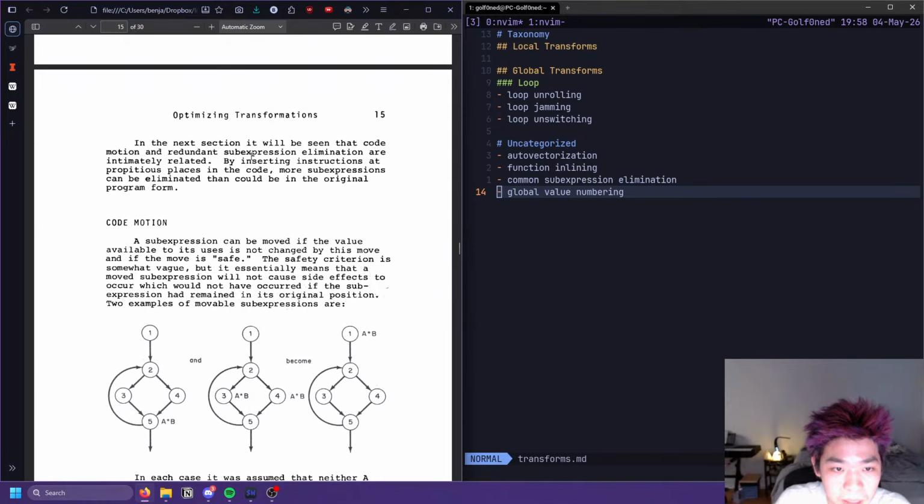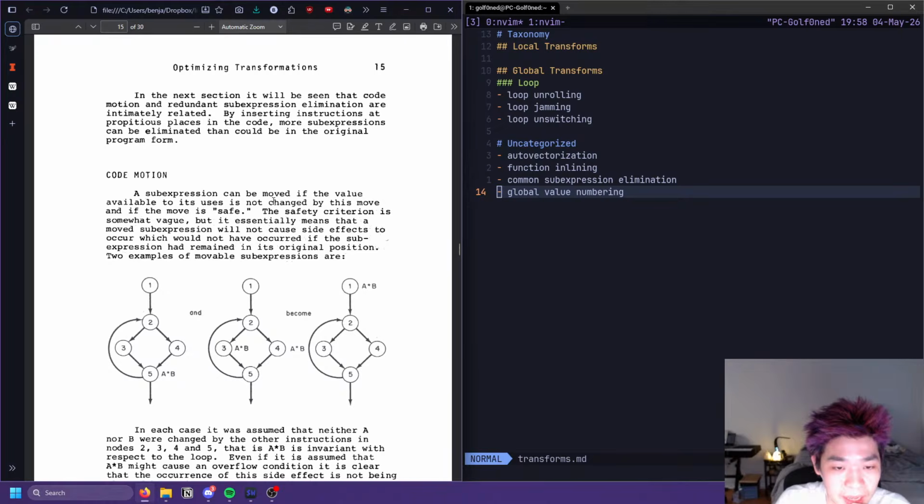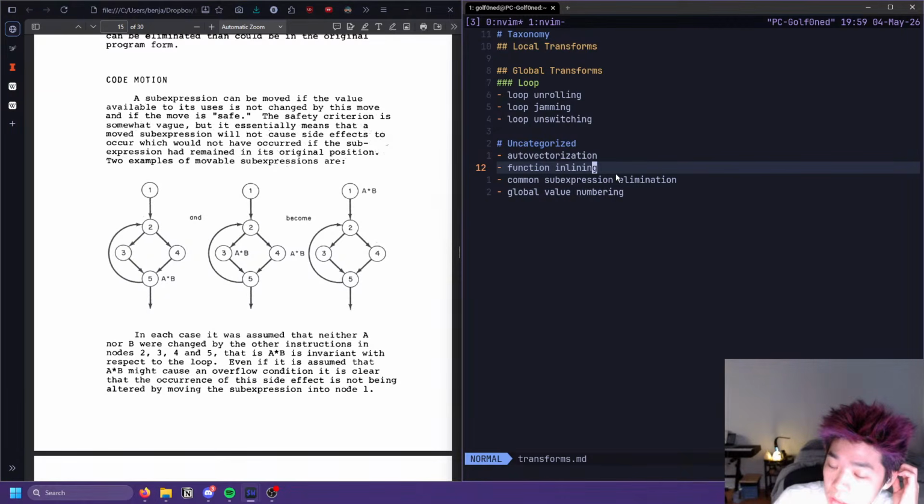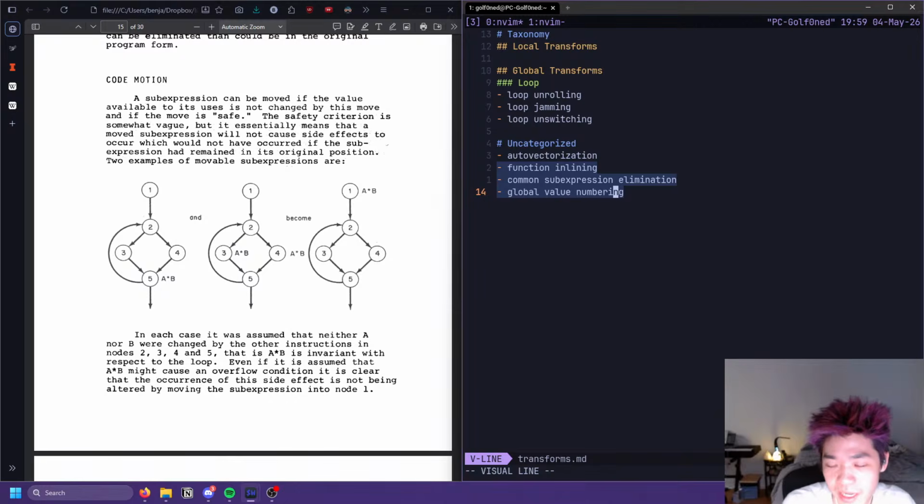Okay. It will seem that code. Okay, so how do we? Presumably, we want to group code motion and redundant sub-expression elimination somehow. I guess maybe not. I guess it's kind of a different thing. We could kind of group all of this under reassociating, maybe. I don't know.